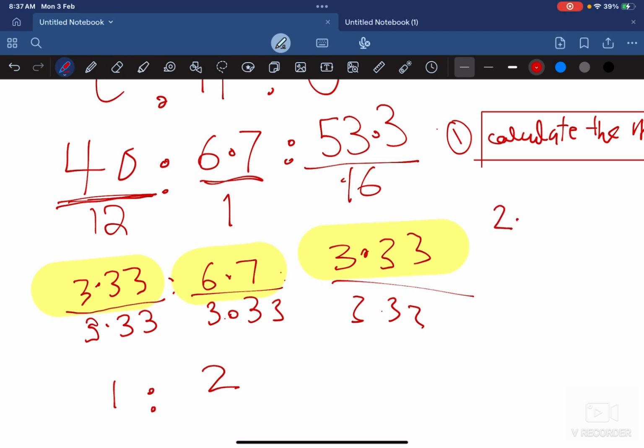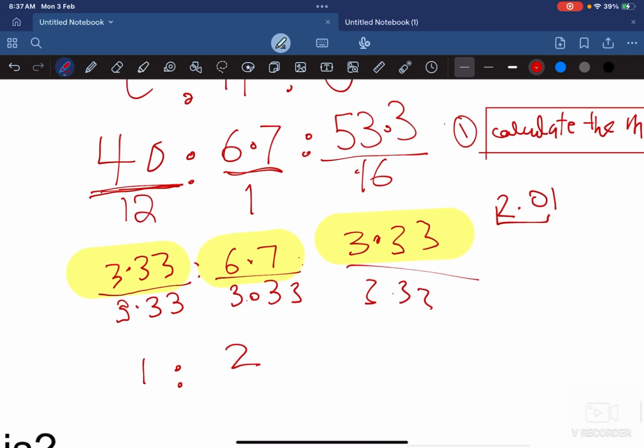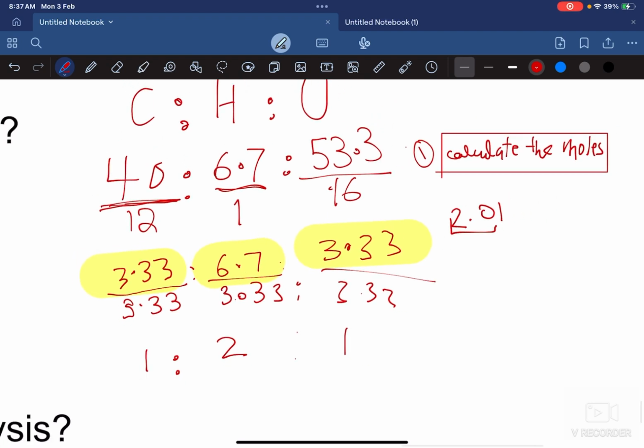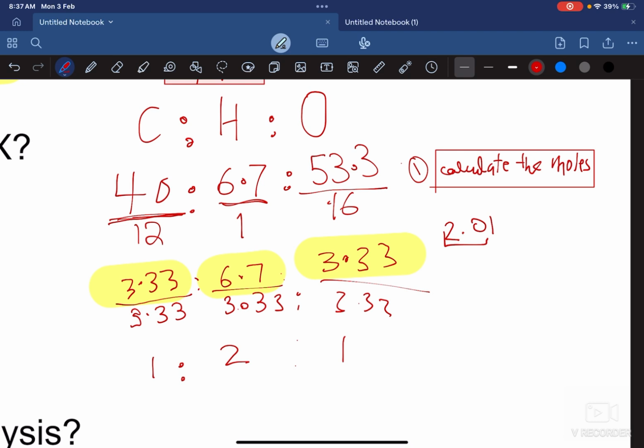You get 2.01, but what you have to do is round it off to two significant figures. अगर हम इसको 2 significant figures पे round off करें तो हमारे पास आंसर आएगा only 2. And you're gonna get 1 over here. That means the empirical formula we've generated: carbon is 1, hydrogen is 2 and oxygen is also 1. This is the empirical formula.